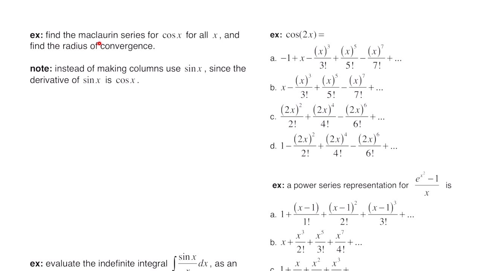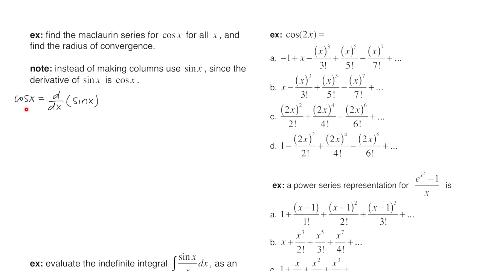This example says find the Maclaurin series for cosine of x for all x and find the radius of convergence. So here we have a note. It says instead of making columns like the ones we used on the front with n and then the derivative and then the derivative where we plugged in a, we're instead going to use the sigma notation that we just found for sine of x, and then we'll use that and take the derivative of it to find cosine.